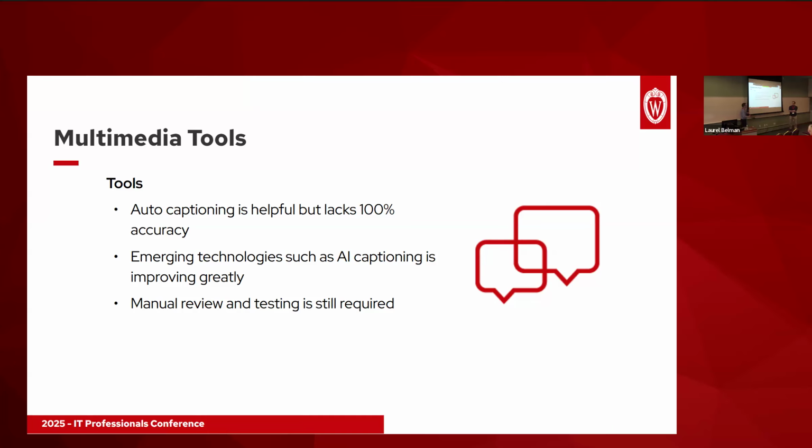Other emerging technologies are things we're always keeping an eye on. AI is making some great advancements there, so captioning is going to continue to improve. As those technologies become available and are vetted, we're hoping they will become more available on campus and at some point make that captioning job a little bit easier.